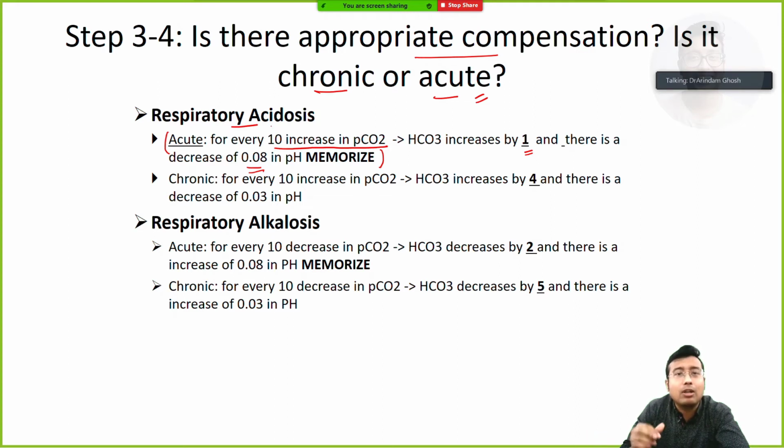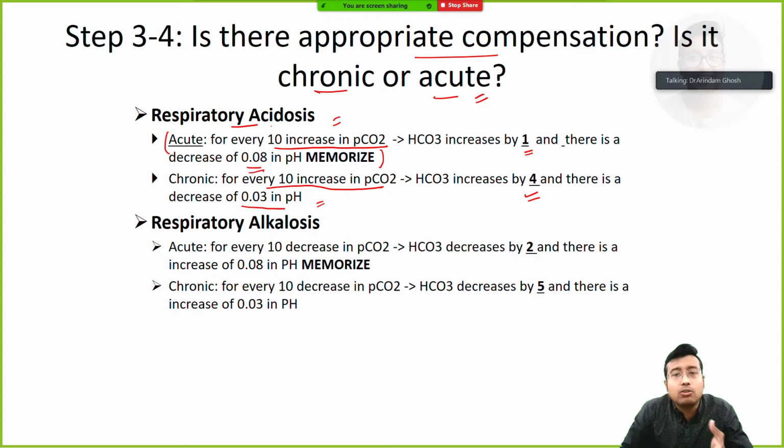What happens in case of chronic, if the compensation is very slow? Acute means sudden, compensation happened over a day. Chronic means over weeks. So in chronic, with slow compensation, for every 10 increase in PCO2, bicarbonate increases by 4 and there is a decrease of 0.03 in pH. This is for respiratory acidosis.